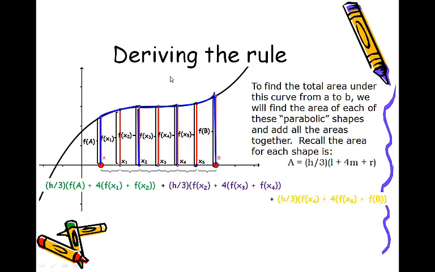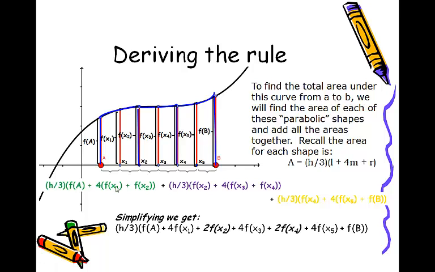Whereas those interior edges are going to double up because they're going to be used for 2 shapes instead of just 1. So when we combine our like terms, each of these had an h over 3, so I factor out the h over 3, and I just add up all my y values. I have f of a, 4 f of x1, and then 2 f of x2, and then 4 f of x3, and then 2 f of x4, and then 4 f of x5, and then f of b.